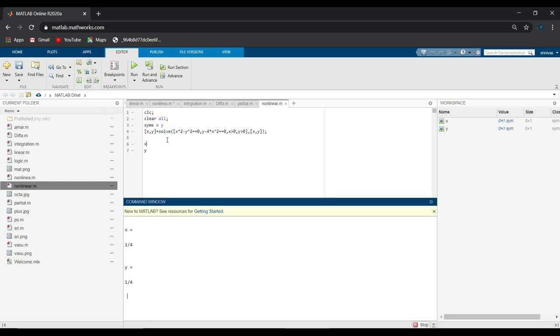Using the solve function, this is the open function, and these are the brackets. Inside the brackets you need to specify the equations with a double equals to 0: y minus 4x square is equal to 0, and x square plus y square minus 4 is equal to 0. It is a circle and this is a parabola.